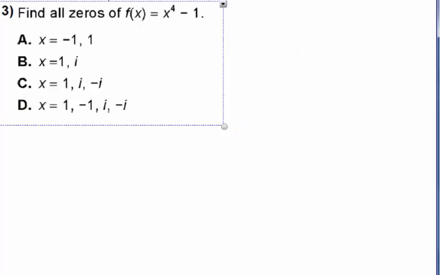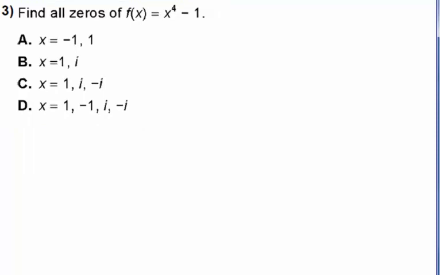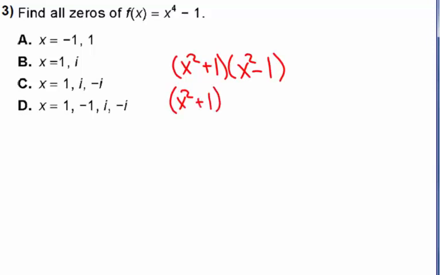Okay, so if we want to find all the zeros, we need to completely factor this. So hopefully looking at x to the fourth minus 1, you see it's something squared minus something squared, so we can factor it to x squared plus 1 times x squared minus 1. Now the x squared plus 1 we cannot factor anymore, but the x squared minus 1 again is something squared minus something squared, so it factors to x plus 1 times x minus 1.